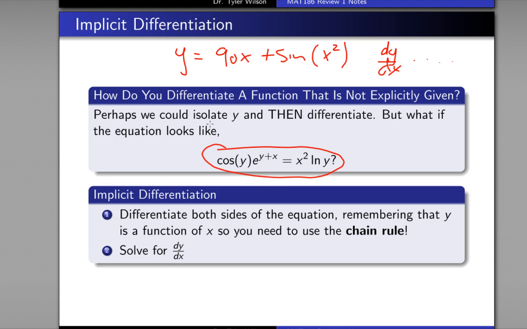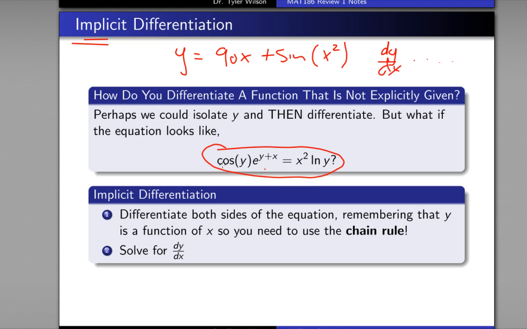And the reason they use the word implicit is because y is given as a function of x implicitly by this. They're not giving it explicitly, like y is equal to this thing. They're implicitly giving a relationship between x and y. Okay, so how do we do implicit differentiation? We differentiate both sides of the equation, and we have to remember that y is a function of x. We always have to remember that y is a function of x.